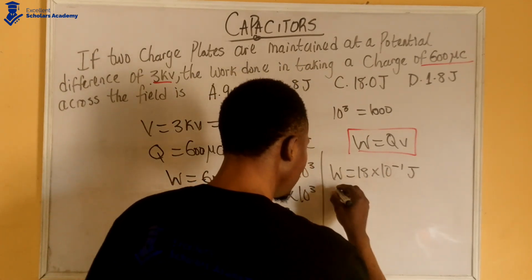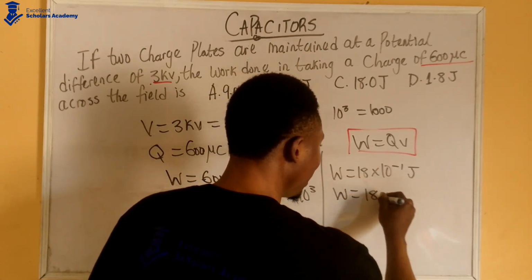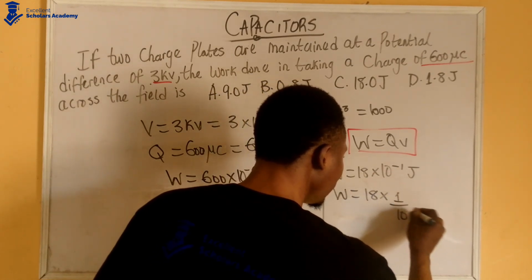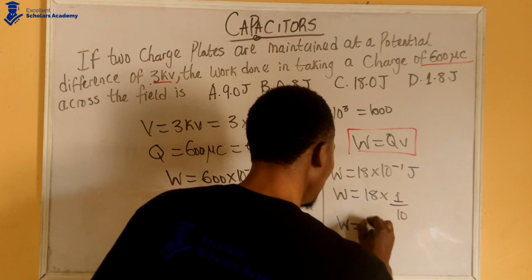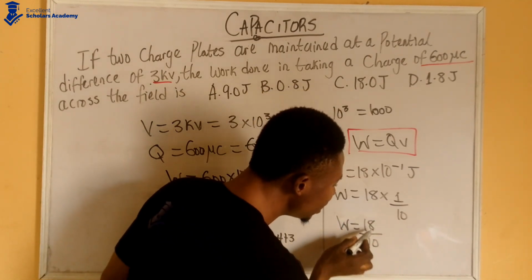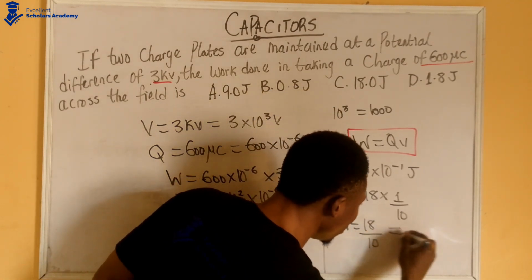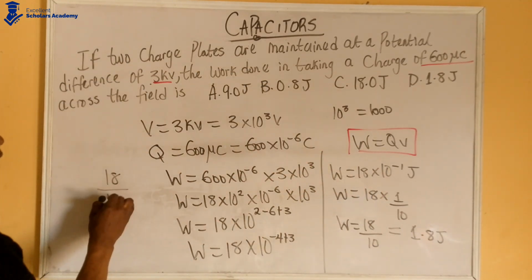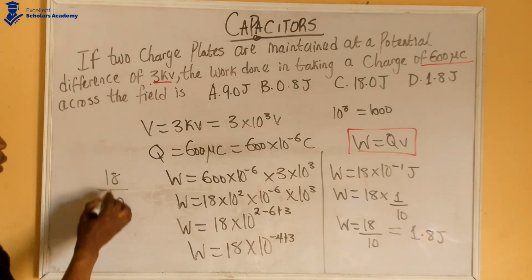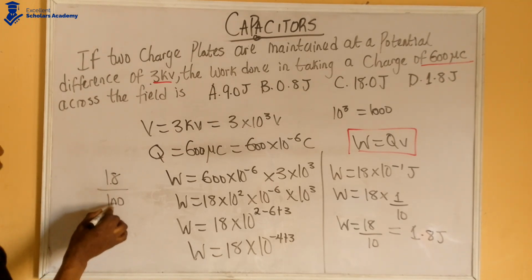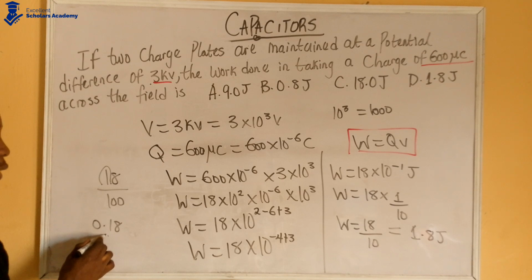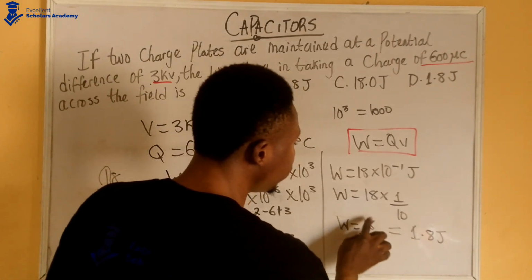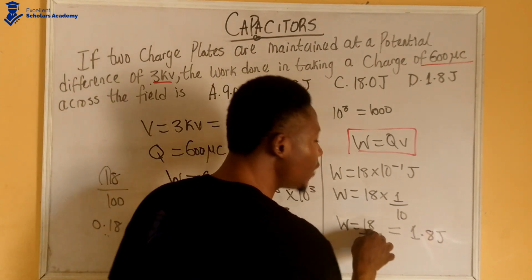Now I want you to know that 10 to the power of minus 1 can also be written as 1 over 10. So W is equal to 18 over 10. Now, 18 divided by 10 becomes 1.8 joules. If it was 18 over 100, it would have been 0.18, because the point moves two places. I want you to understand this. The actual thing is that 18 divided by 10 moves the point one place backwards. So you have 1.8 joules.